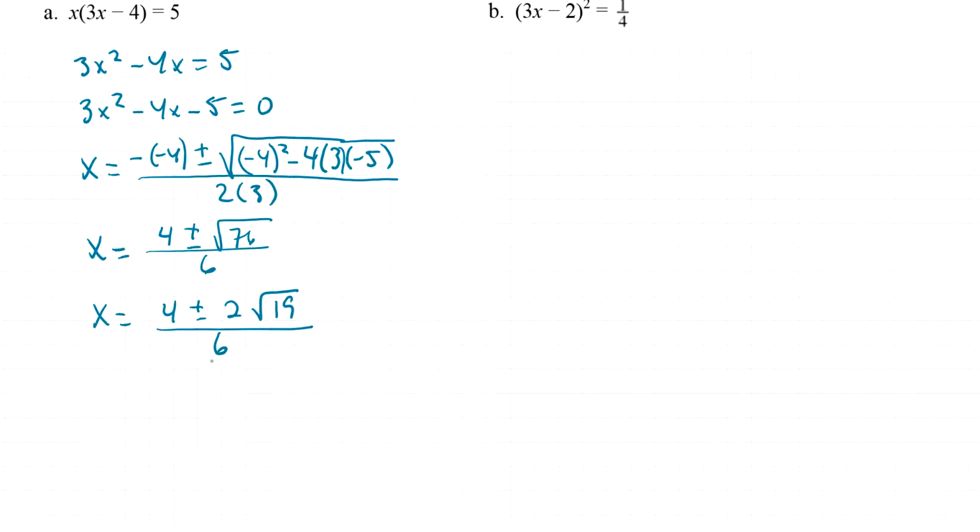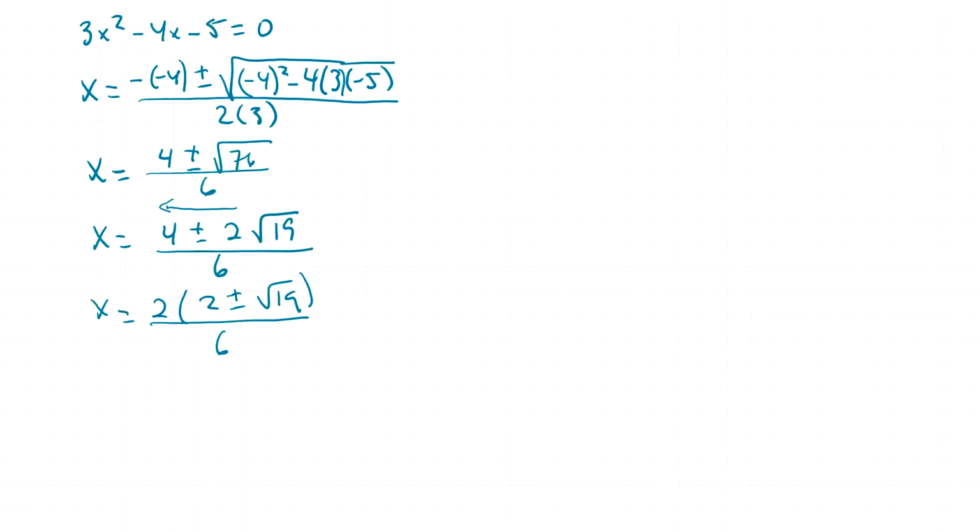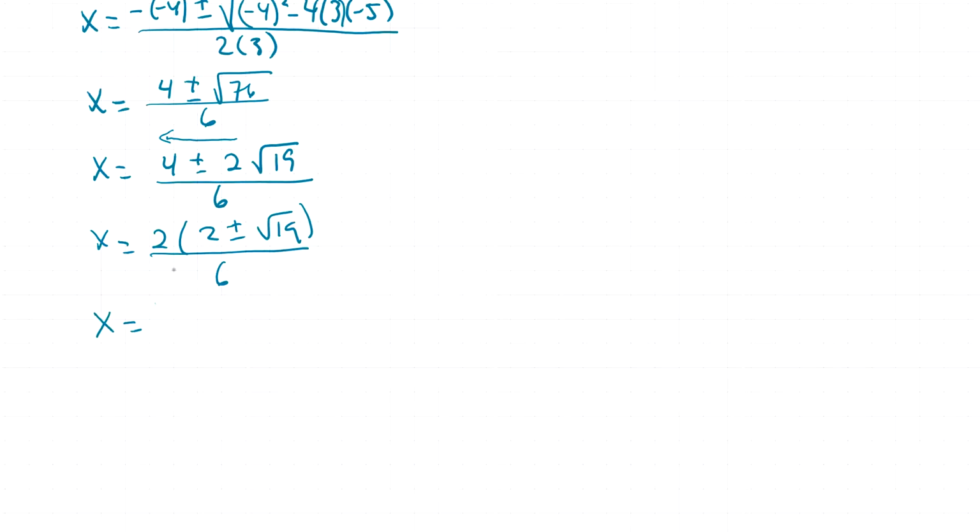Okay, so now this is where I've been telling you guys we need to simplify this further, and you could do it a couple different ways. I'm going to factor what's in common out this way first. So between 2 and 4, what do we have in common? We have 2. So then you have 2 times 2 plus or minus square root 19, all divided by 6. So then this is going to simplify to x equals 2 goes into 6 3 times, so you get 2 plus or minus the square root of 19 divided by 3.